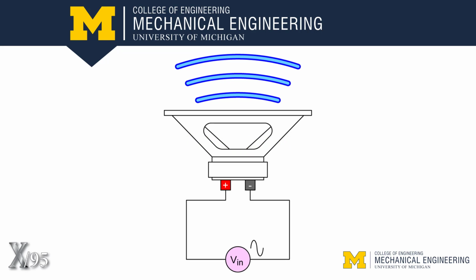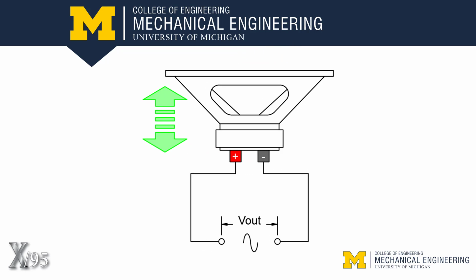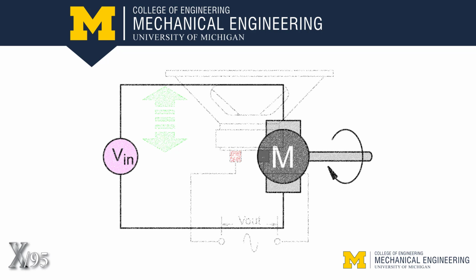In Part 1, a sinusoidal voltage signal caused the speaker diaphragm to move up and down, moving air and, in some cases, generating an audible sound. In Part 2, the system is reversed. The speaker is oscillated or shaken up and down, which generates an output voltage at the terminals. This is similar to a motor and a generator.